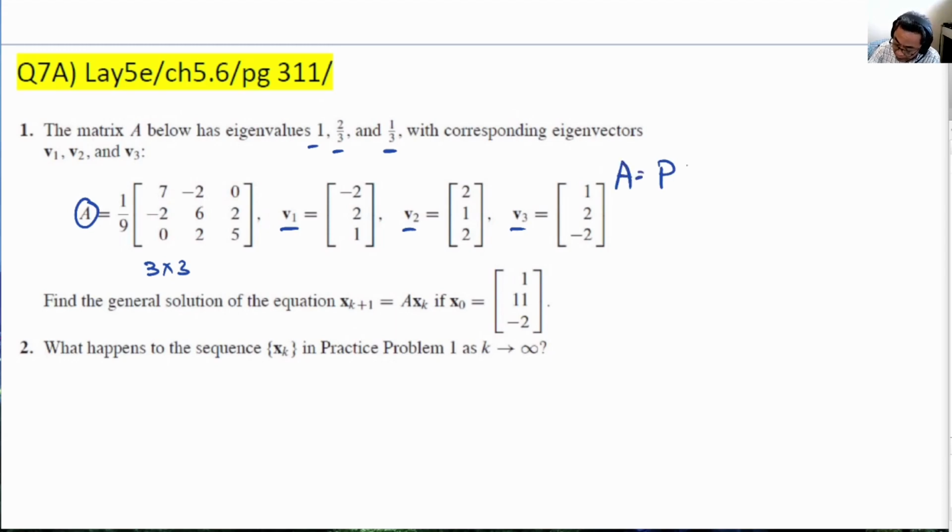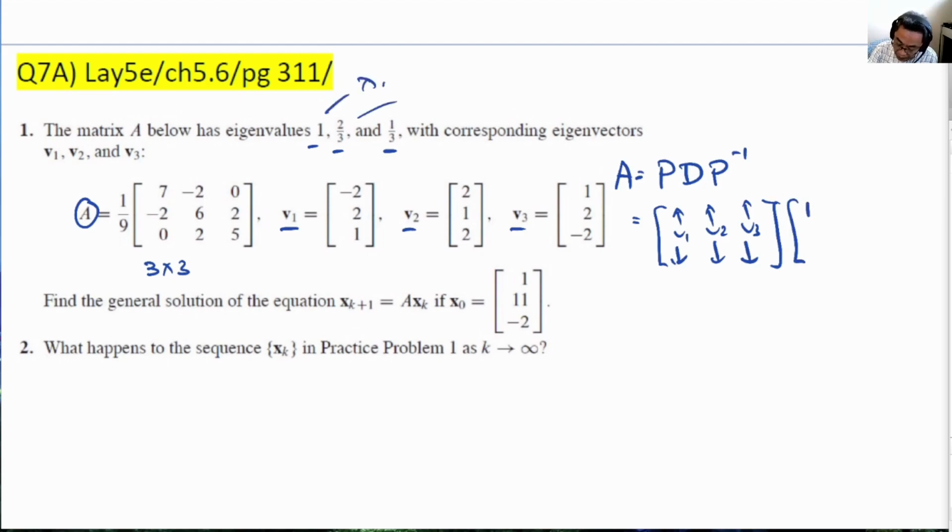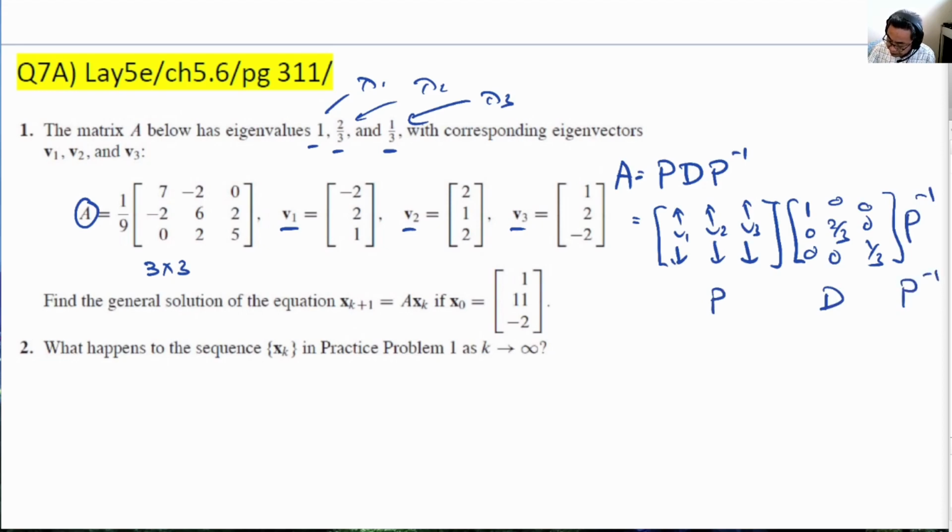So remember our previous tutorial: A equals P D P minus 1, where P is the columns of eigenvectors. So now I'll write for you. This is V1 and the corresponding V2 and then V3, and then we have our D here. We have 1 here for lambda 1, and we have lambda 2 and lambda 3, so we have 1 and 2 over 3 and 1/3 with 0 entries. Therefore, the last one is P minus 1. So we have P, D, and P minus 1.